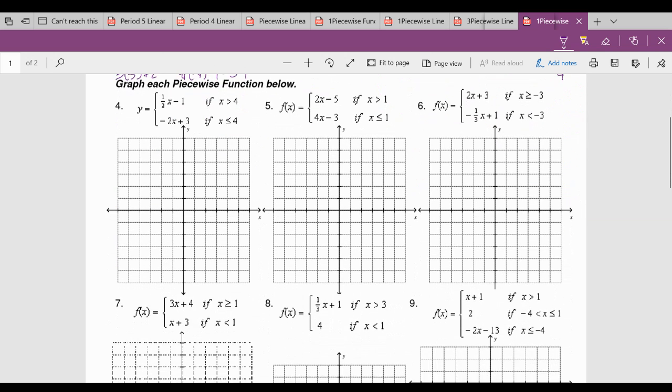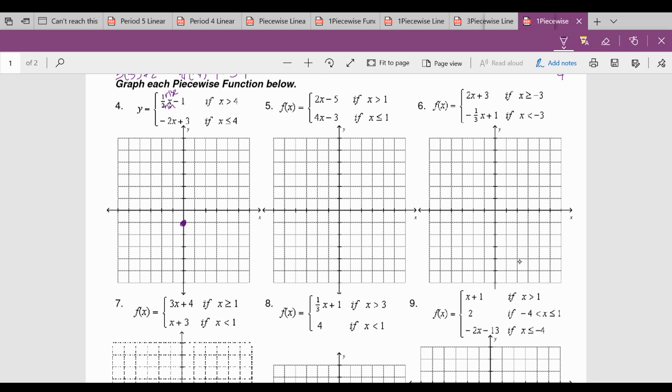Now, for graphing the piecewise functions, this is where my trick was. I told you to graph the whole thing and then erase. Okay? So the first function I'm going to graph is 1/2 x minus 1. Here I can see my y-intercept is negative 1, so I'm going to put a dot there. And my slope is 1/2, which means I'm going to rise 1 and run 2.